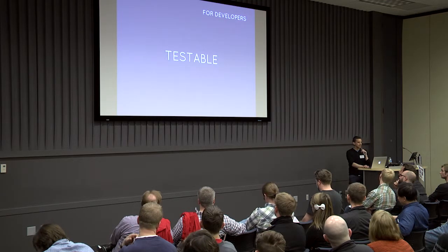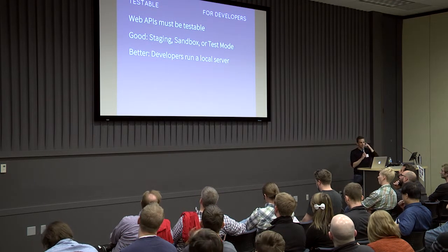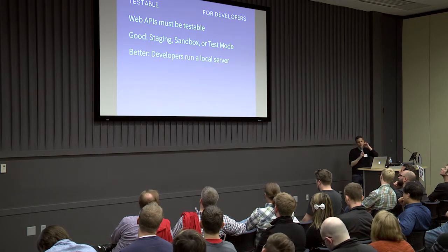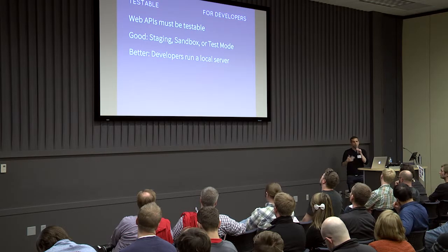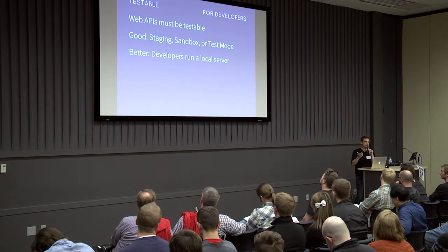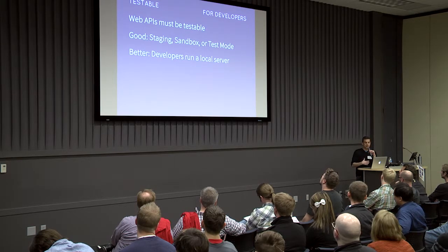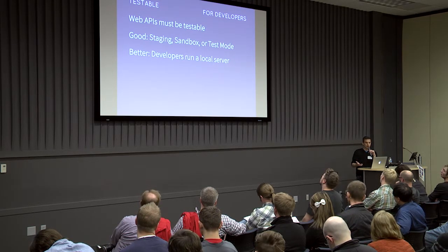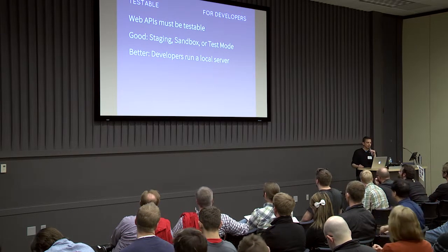Okay, and finally, APIs must be testable. I should start out by saying, generally speaking, if you're working on an application, you'll oftentimes have a staging server that mirrors production, except developers can use it for development. If you're building an API as a product, you won't necessarily want to allow third parties access to your staging server, so you might have a sandbox server that looks like production or a test mode.